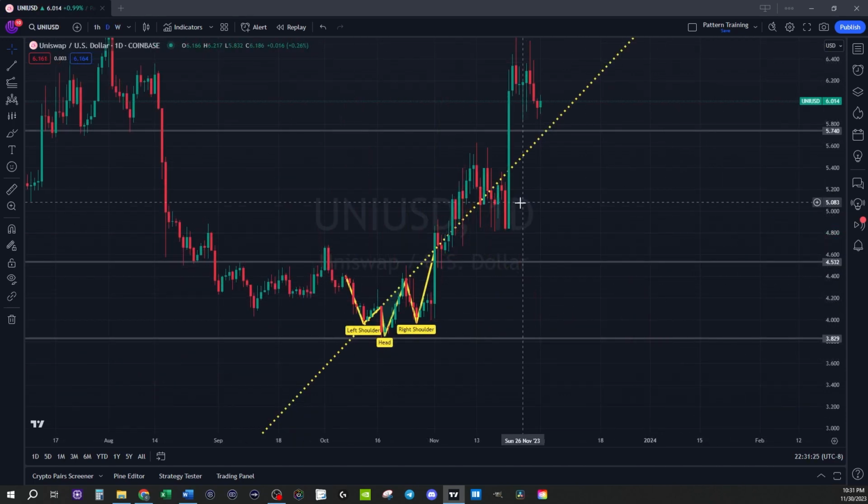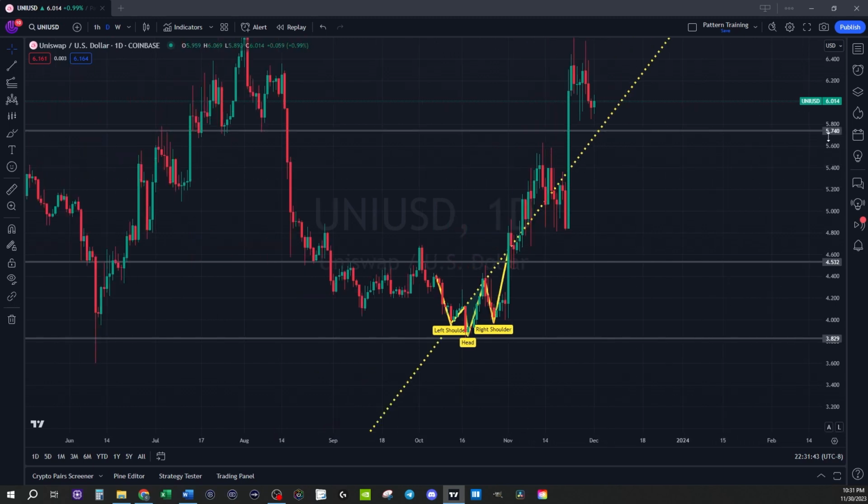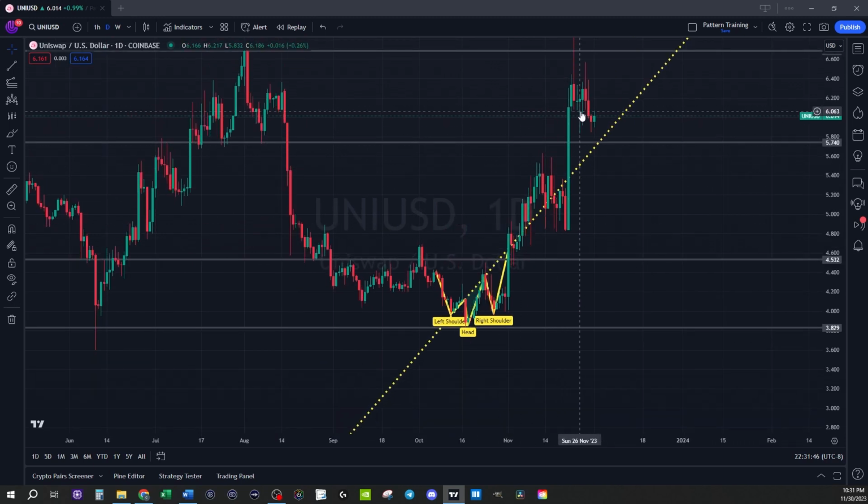Now here on Uniswap, it's a little more abstract, but you kind of get the good idea of just how to spot these odd patterns. We do have left shoulder, head, right shoulder. We have that neckline. Price broke above, came back, and retested off this level in a rough way, but price did and still is continuing upward.